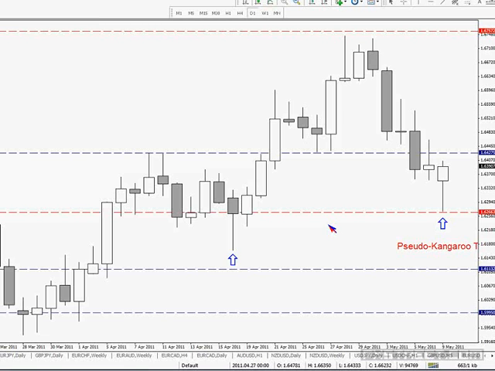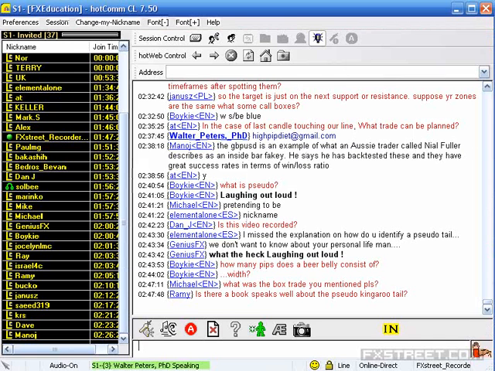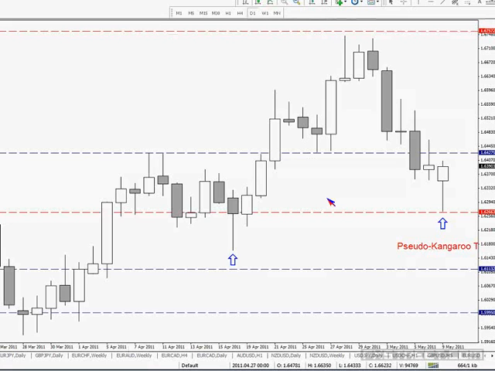Rami, I don't have a book about pseudo kangaroo tails. I'm sorry. We'll talk about those in the Naked Forex book that comes out later on this year. But it's not in it. I don't have it in an ebook, sorry.